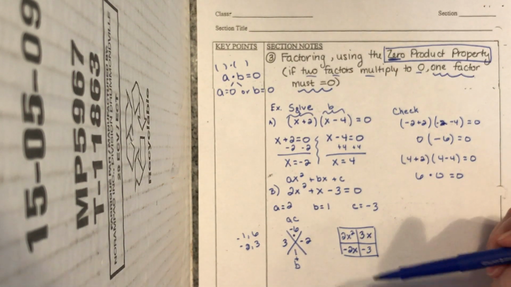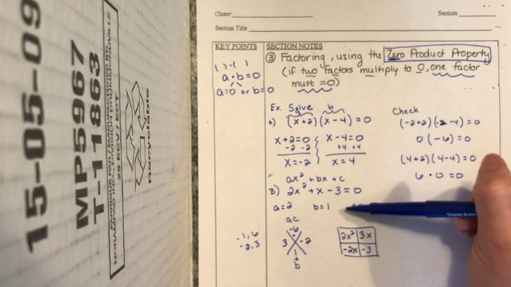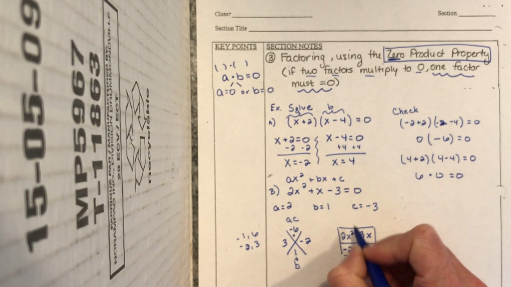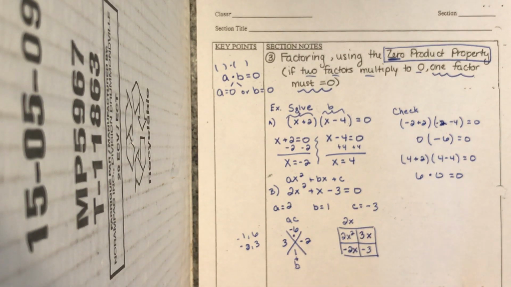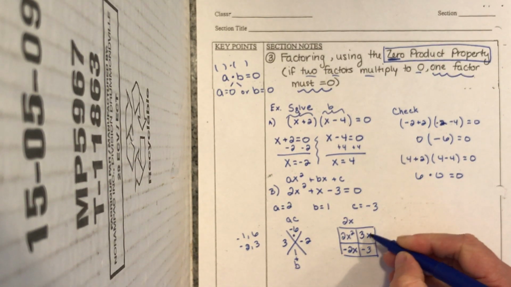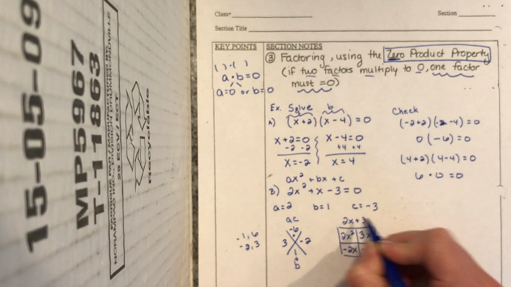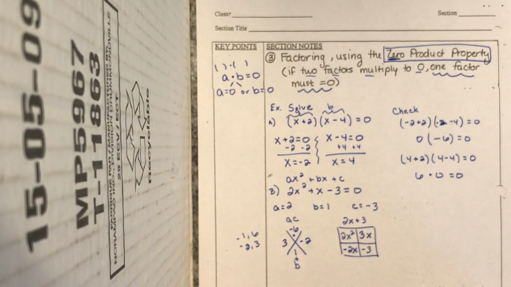Then I have to get the greatest common factor from every single column and every single row. So the GCF of 2x squared and negative 2x is 2x. And the GCF of 3x and negative 3 is 3. So it's appearing that one of my factors is 2x plus 3. And then I go sideways.